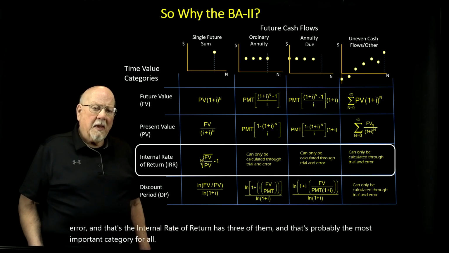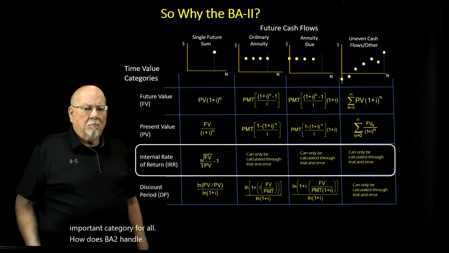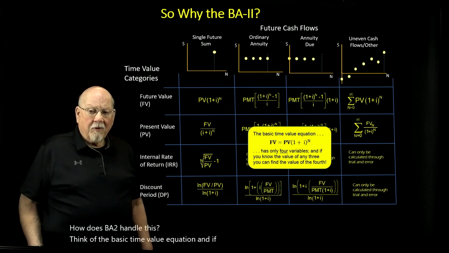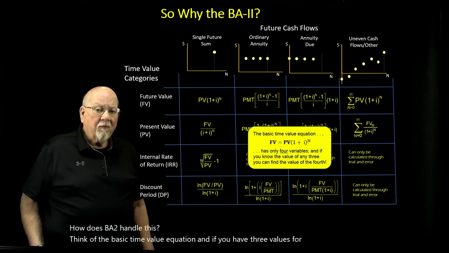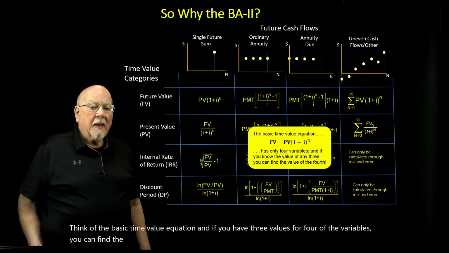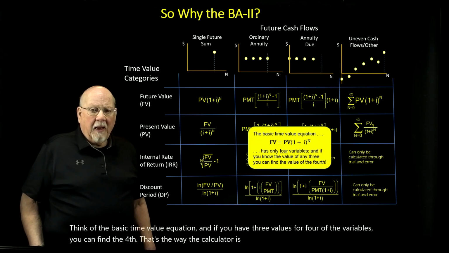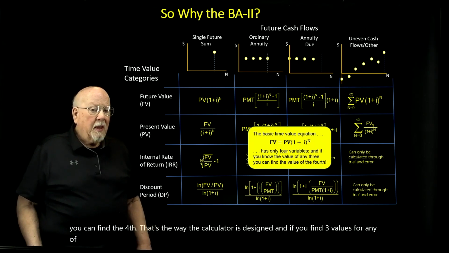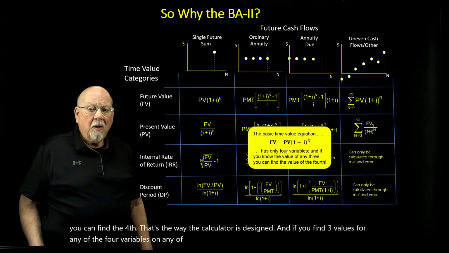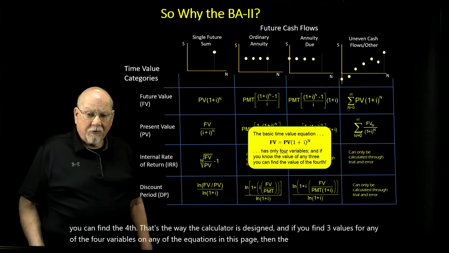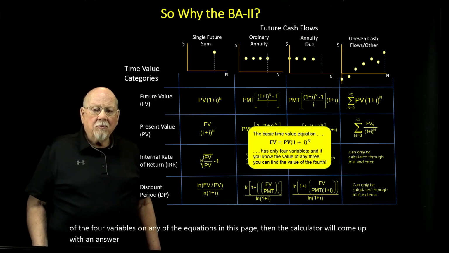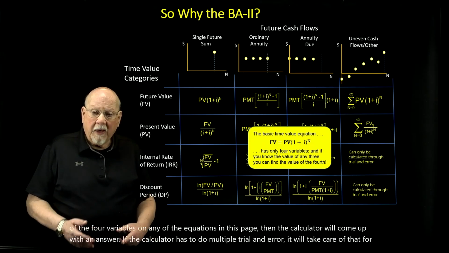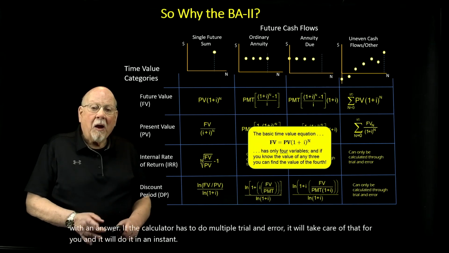Well, how does the BA2 handle this? Think of the basic time value equation, and if you have values for 3 of the 4 variables, you can find the 4th. That's the way the calculator is designed. And if you have 3 values for any of the 4 variables on any of the equations on this page, then the calculator will come up with an answer. If the calculator has to do multiple trial and error, it will take care of that for you, and it will do it in an instant. It is a very powerful calculator.